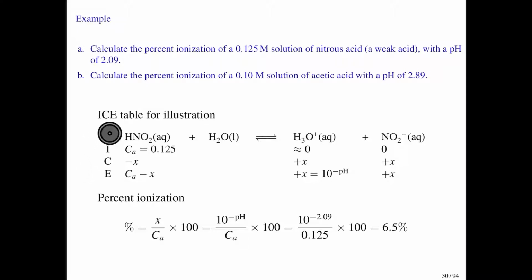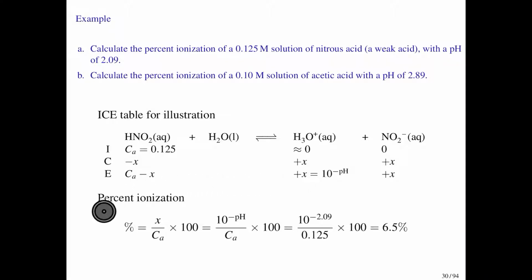So we've got the nitrous acid donates a proton to water. That gives us hydronium and leaves behind nitrite. We know the initial concentration of the acid. And here's the important part, the pH that's given to us in the problem, that refers to the equilibrium concentration of hydronium. So since they've given us the pH, we can use that to find X.